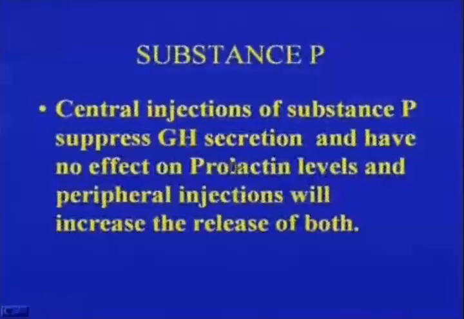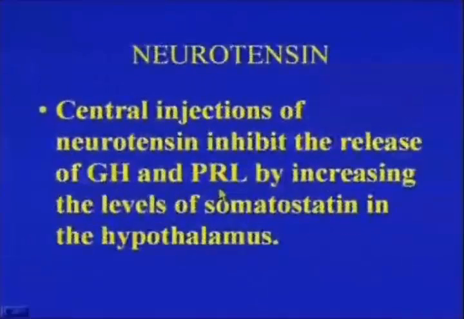So we continue with some examples. The central injections of substance P suppress the GH secretion, as we saw on the table. No effect on prolactin levels, and peripheral injections will increase the release of both. So differences between central and peripheral injections and mechanisms of action. The neurotensin was another example. The central injections inhibit the release of GH and prolactin, actually by increasing the levels of somatostatin in the hypothalamus.